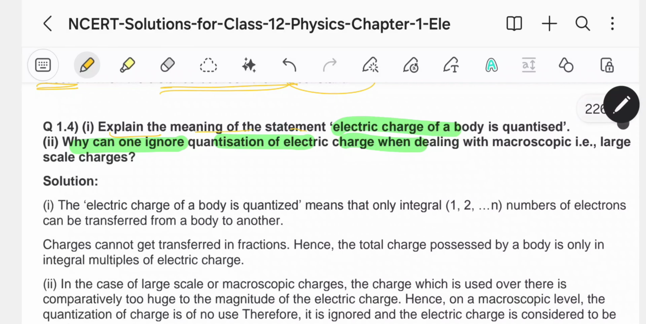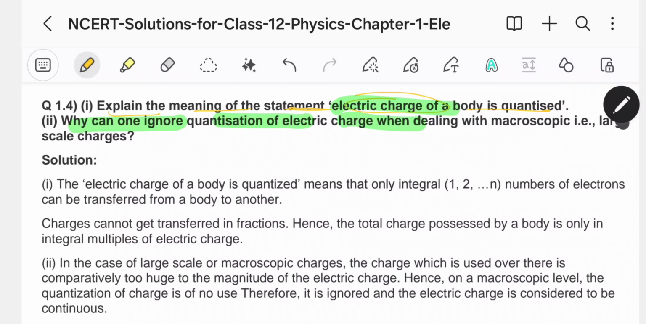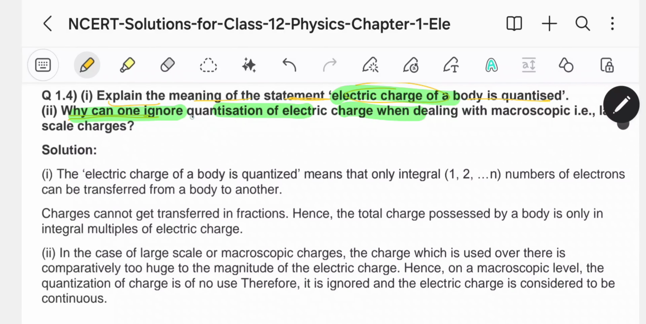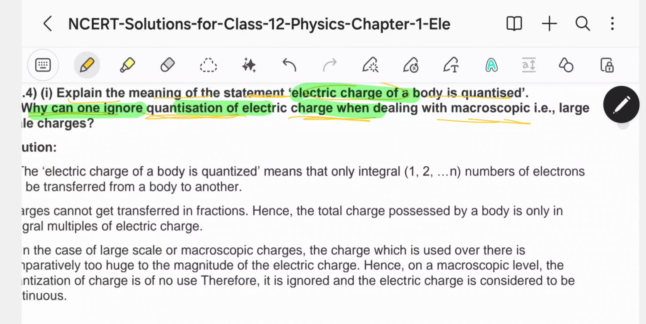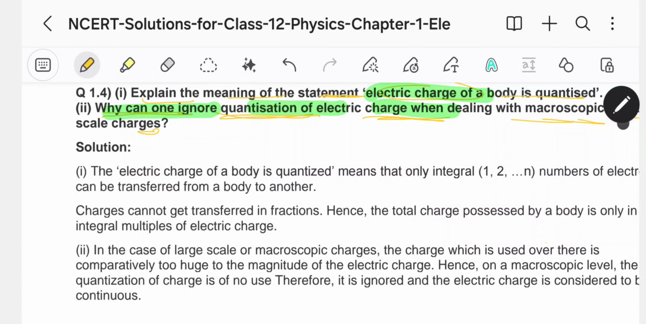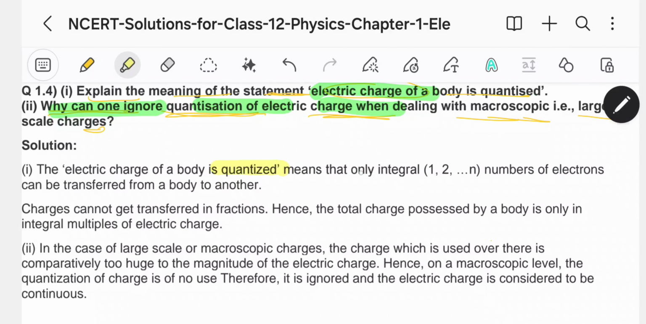Next one, explain the meaning of the statement that electric charge of a body is quantized. That means you have to explain whether the body is quantized or not. And why can one ignore quantization of electric charge when dealing with macroscopic, that means large scale, charges. So the electric charge of a body is quantized means that only integral numbers of electrons can be transferred from one body to another. You can see Q is equal to plus or minus n e, right? So over here, n cannot be any fractional number, it can only be an integer.